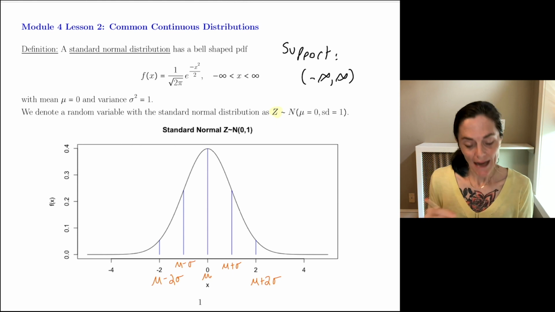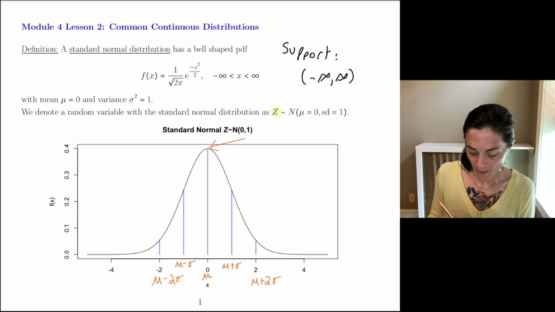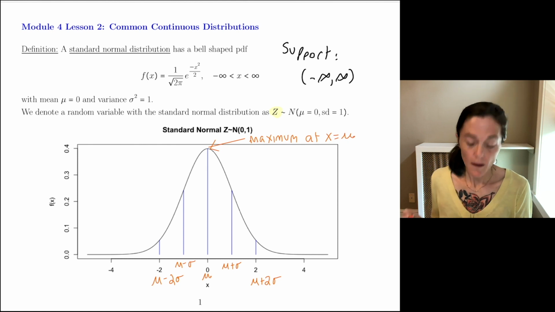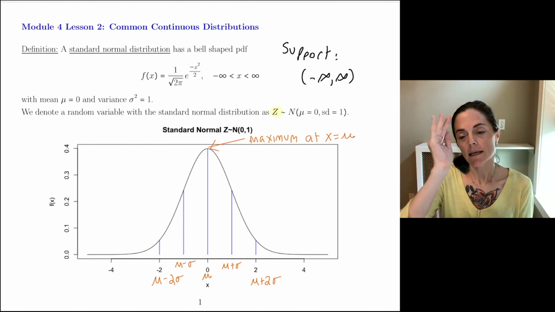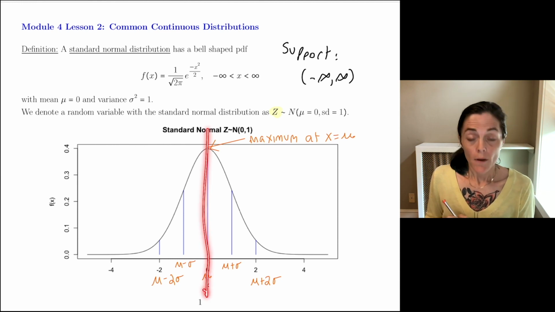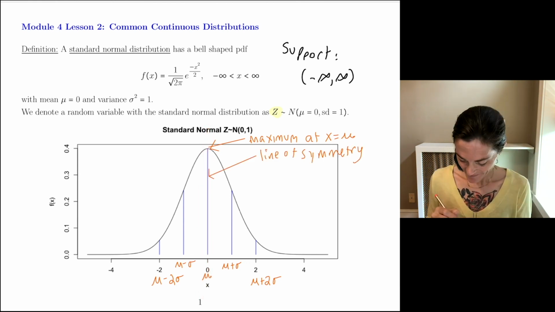What else can I point out about this picture? Well, if you stare right here, you see we have a maximum at x equals the mean. Moreover, this is a line of symmetry. So you notice this graph of the probability density function is symmetric about the line x equals mu.